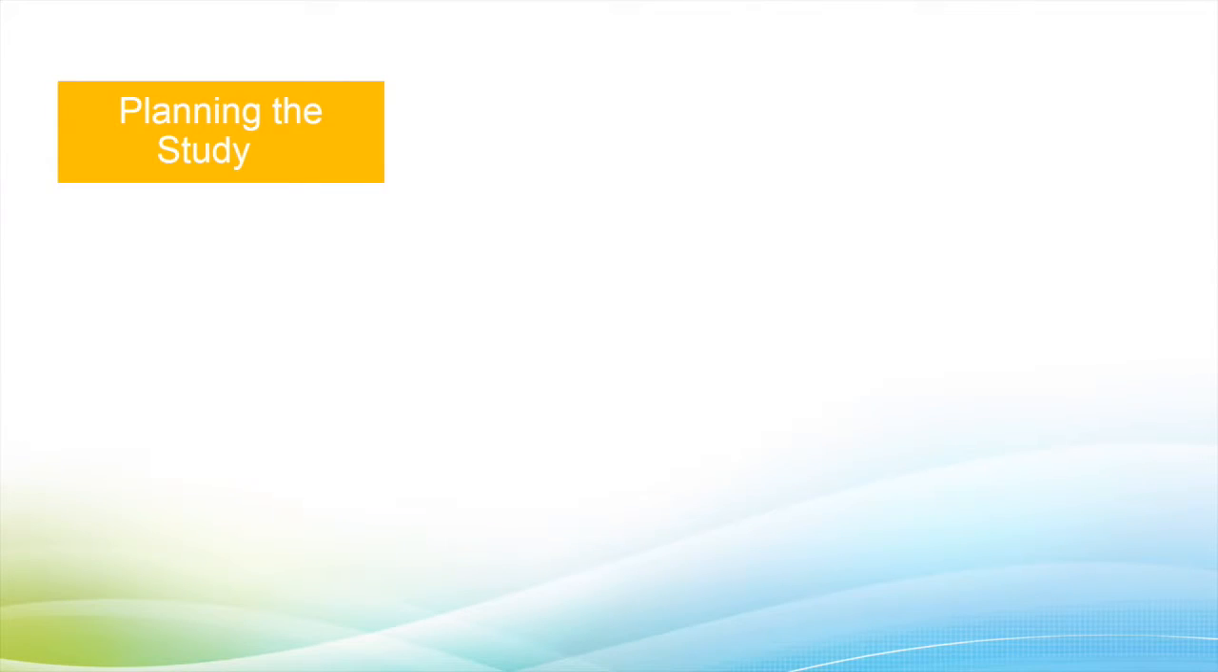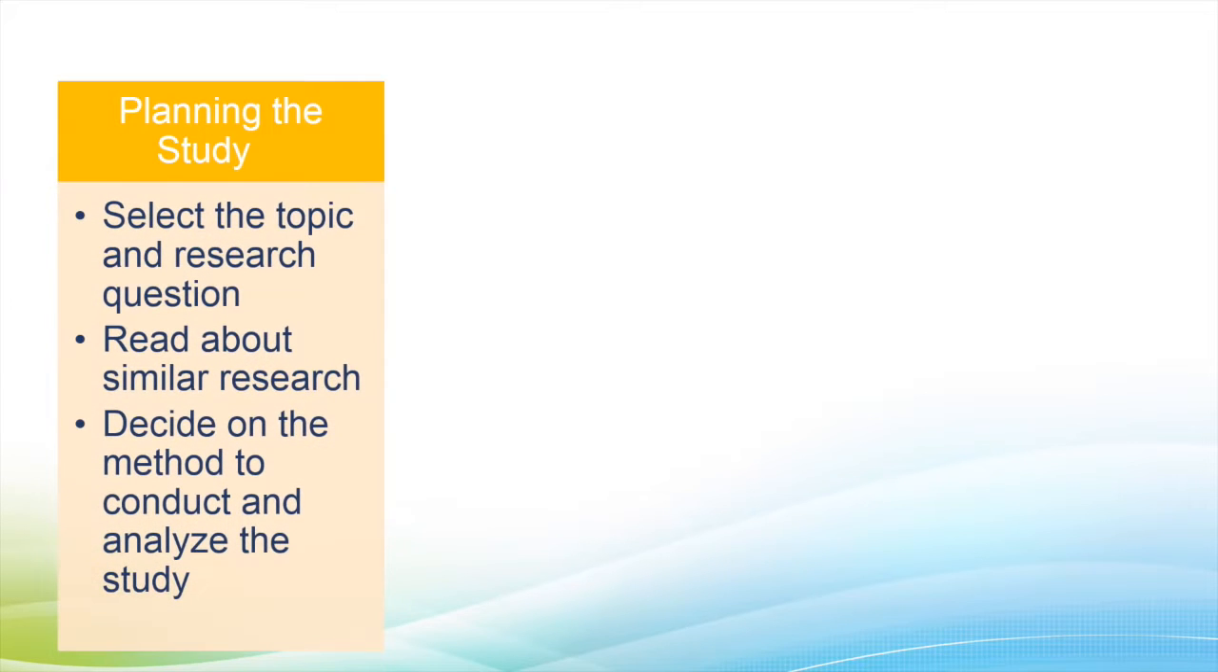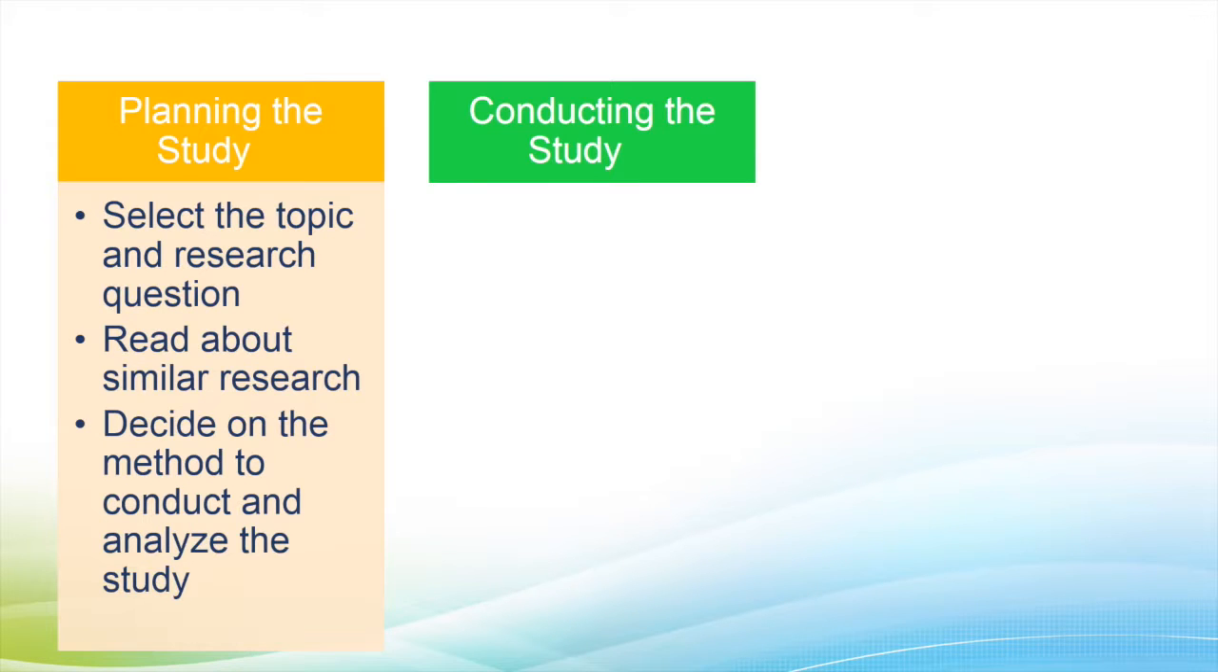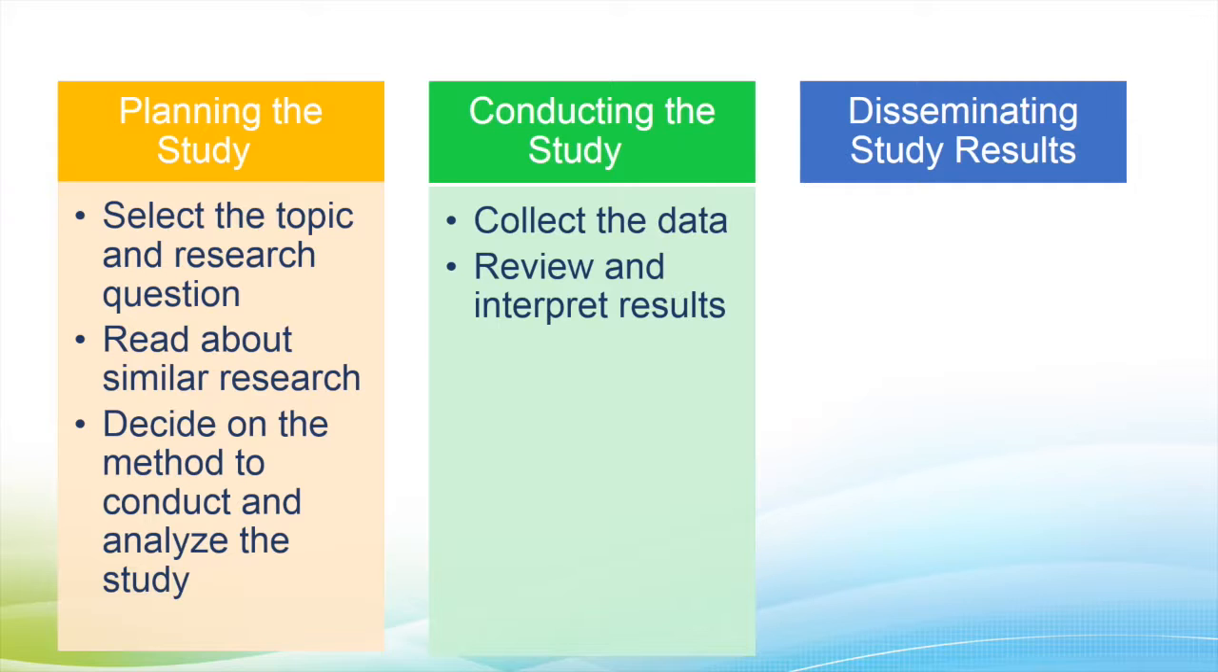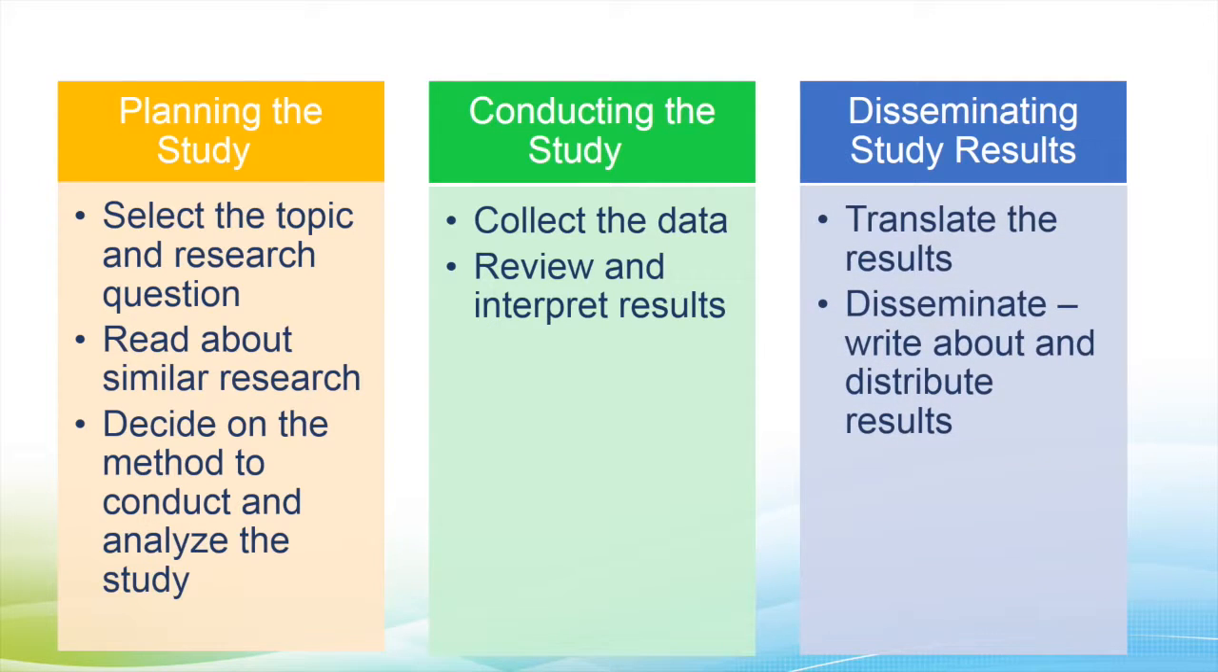A lot of planning goes into a research project. When planning a research study, the topic and research question is selected. A review of similar research is conducted, and a decision is made on the method or way to conduct and analyze the study. When conducting the study, data must be collected, and then results are reviewed and interpreted. In the dissemination stage at the end of the study, results are translated into written form and published.